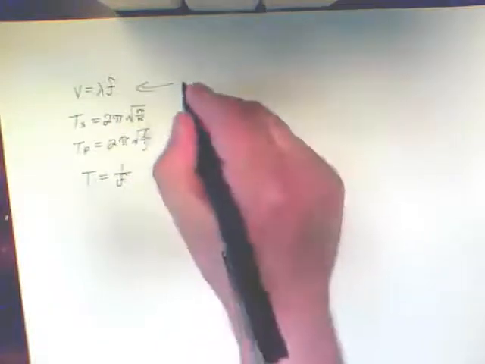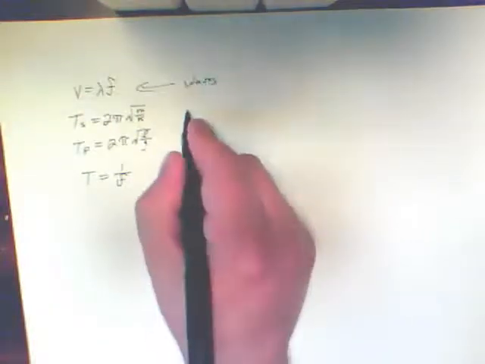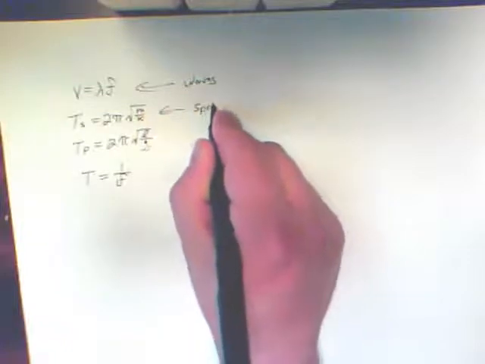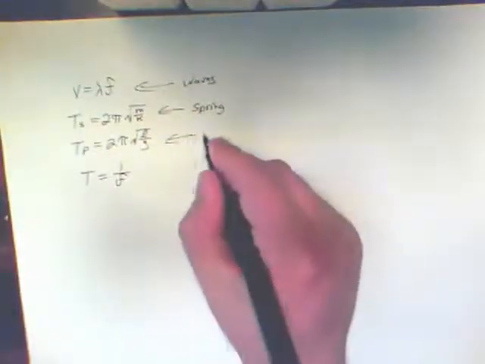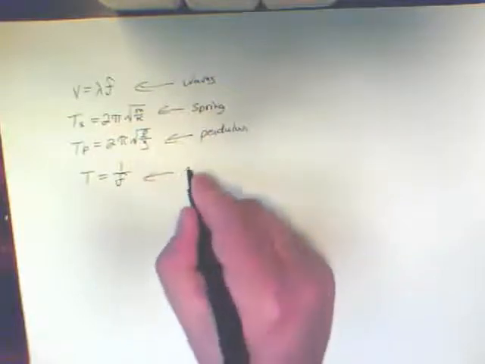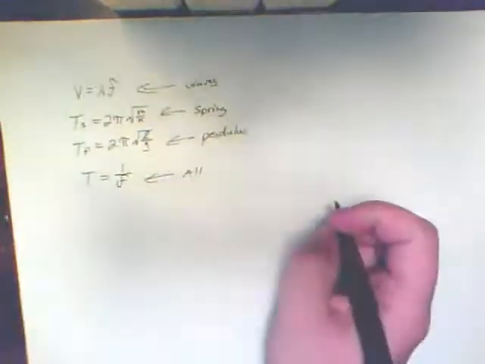The first equation can be used for waves only. Do not use it for a pendulum. Do not use it for a spring. Second one is for springs only. Again, use it only for springs. The third one is for a pendulum. Again, use it only for a pendulum. The fourth one can be used for anything and everything.